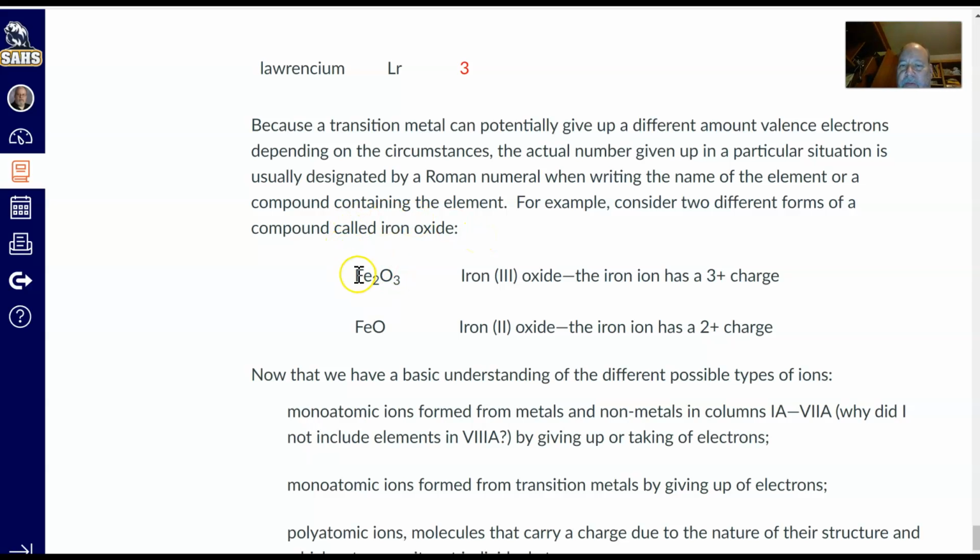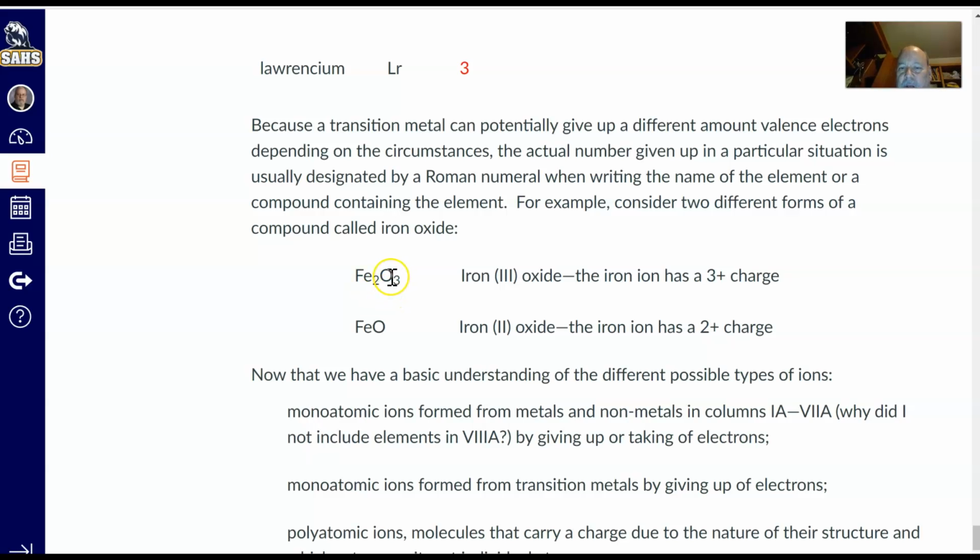So if I have two different types of iron oxide, this would be iron oxide and this would be iron oxide based on the chemical symbols, but they have different numbers of ions in them, and that's because the iron has a different charge for each of these.